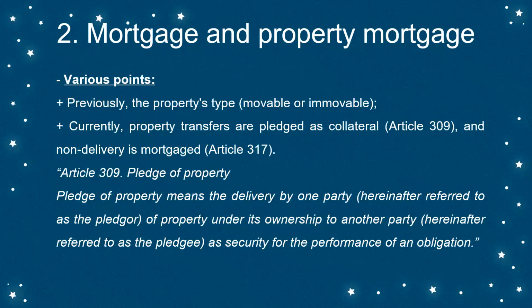So here are some differences. Previously, property was classified as movable or immovable. Currently, property is transferred as collateral. In Article 309, non-delivery is mortgage, Article 317. Article 309, pledge of property: pledge of property means the delivery by one party, hereafter referred to as the pledger, of a property under its ownership to another party, hereafter referred to as the pledgee, as security for performance of an obligation.